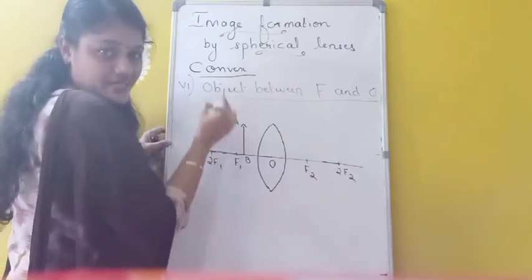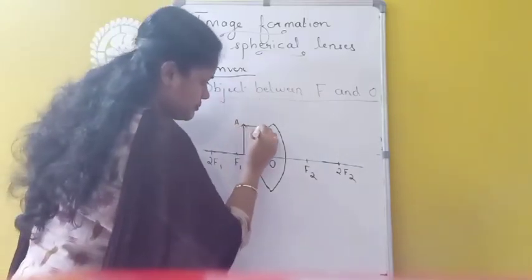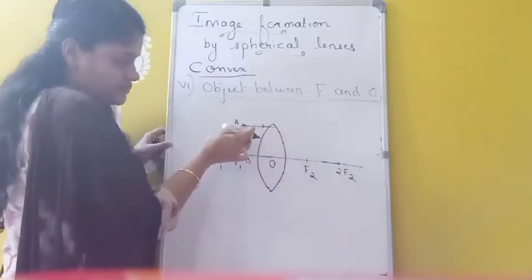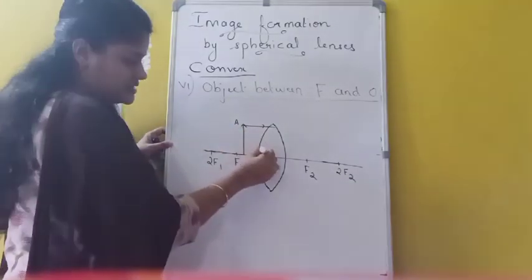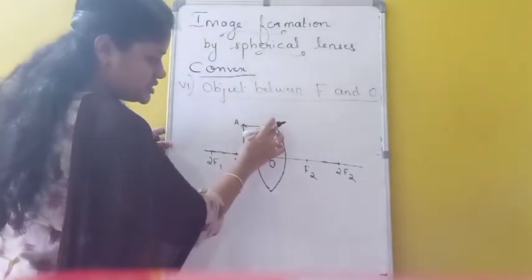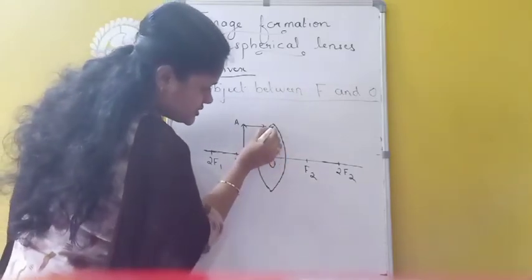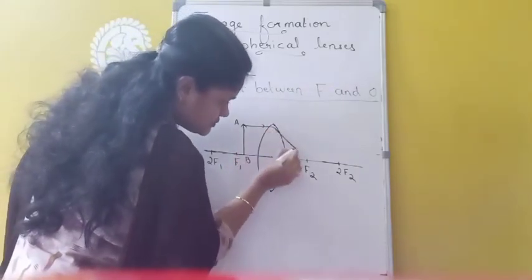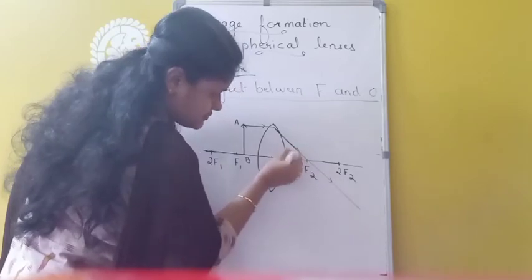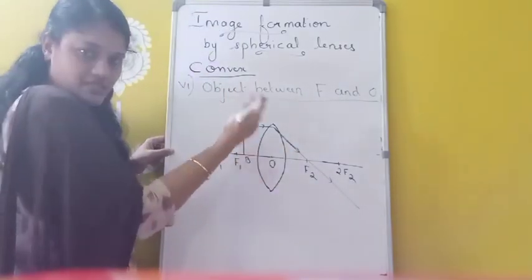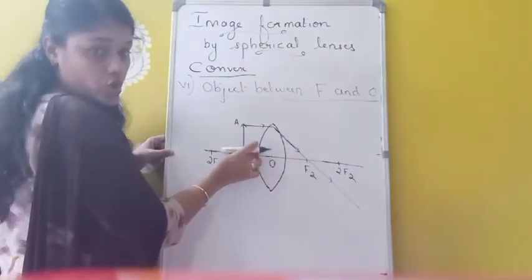So first of all I am considering a light ray coming from the object parallel to the principal axis. After refraction passing through which point? Passes through the focus. This light ray is passing through focus. Okay. Then I am considering another light ray passing through which one? Optic center.